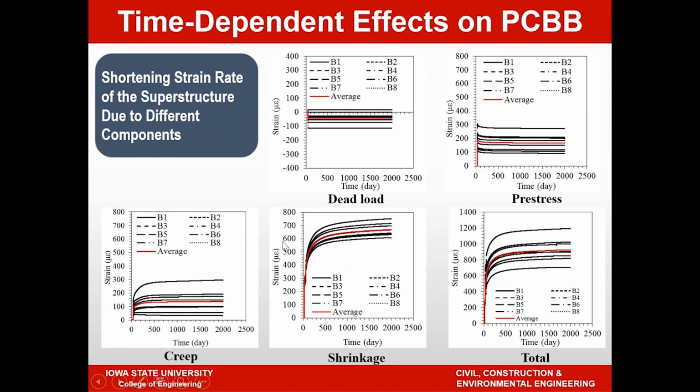As I said, the shrinkage strains are typically much higher. So you can see in this case we have shrinkage strains of about 575 all the way to about 775 microstrain. In the bottom right corner, you see the total strain. So this is basically giving you a feel for the shortening strain of the superstructure, and you can see that from B1 through B8 we have a shortening strain of anywhere from 650 all the way to close to 1200 microstrain.